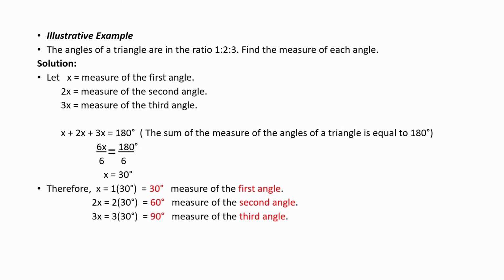And the third one, we have here 3x, so 3 times 30, that would be equal to 90 degrees, and that would be the measure of the third angle. So therefore, the measure of each angle is 30 degrees, 60 degrees, and 90 degrees. And to check if it's really true, if we will add 30 plus 60 plus 90, would that be equal to 180 degrees? Yes, so 180 degrees is equal to 180 degrees, which is true. Therefore, we find the correct answer of the measure for each angle.